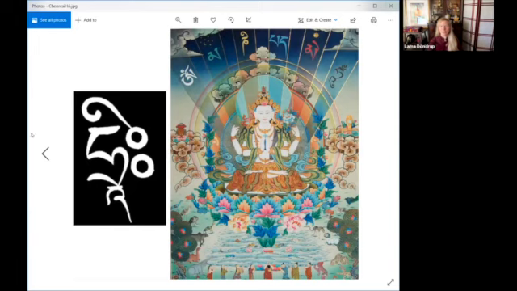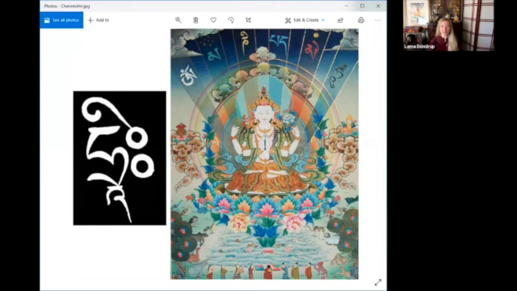And as we do the visualization, I'm going to be walking you through his different aspects, but we're going to have the text up on the screen. So I just want to have you have a moment to look at his form, noticing that he has 4 arms. 2 are in a prayer mudra at his heart, holding a wish-fulfilling jewel. In his other pair of hands, he's holding a mala and a lotus, sitting in full Vajra posture.